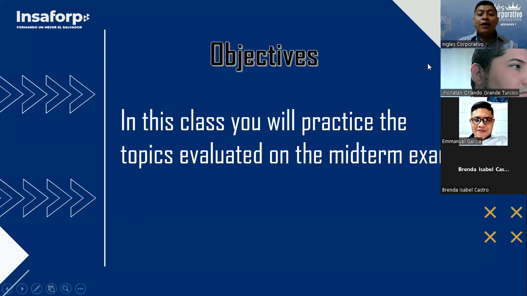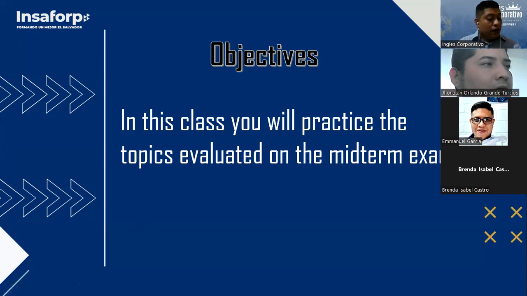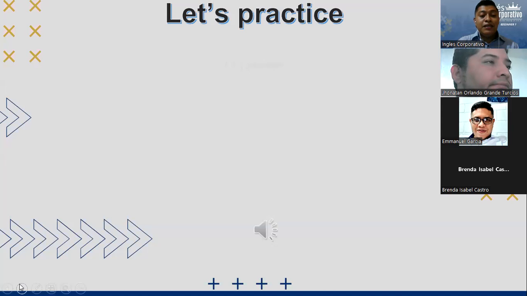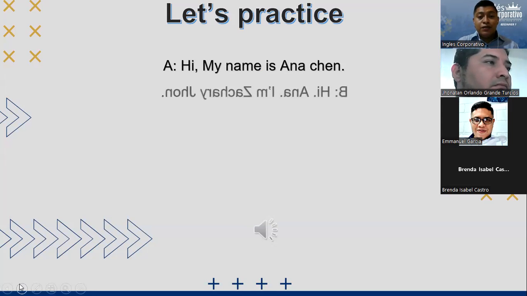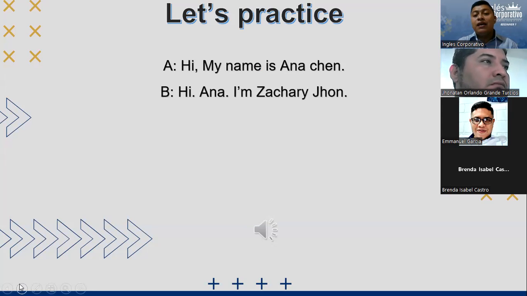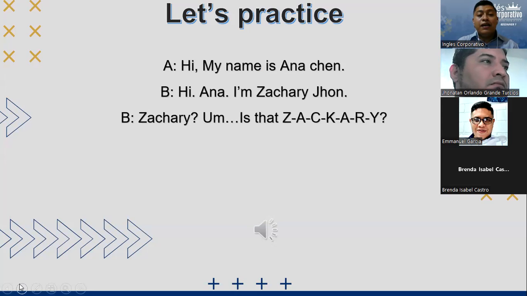So let's start with this. In this class, you will practice the topics evaluated on the midterm exams. We are going to have a practice of the topics that we have been studying in section number 1, section number 2, and section number 3. So here we go. Let's start with this phrase. Hi, my name is Anna Chen. Then we have the answer. The other person says, hi, Anna, I'm Zachary John. And Anna says, Zachary, is there anyone to spell that word? Who wants to spell this?